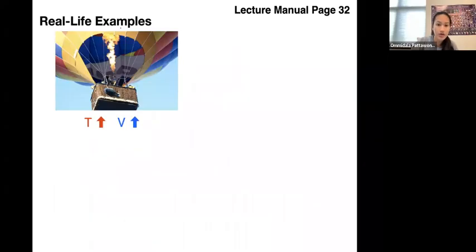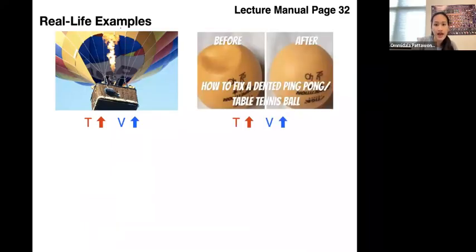A real life example of this would be the hot air balloon, right? As the temperature rises, the volume of the balloon expands, causing the balloon to be able to float. Same thing as well if you want to fix a dented ping pong ball. You can just put it in hot water, and that ping pong ball will expand, fixing that dent.